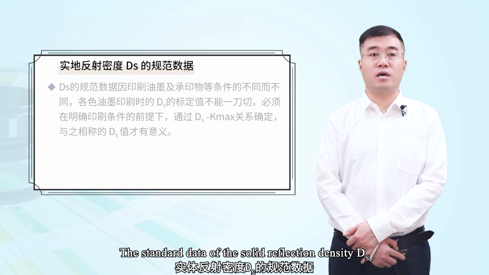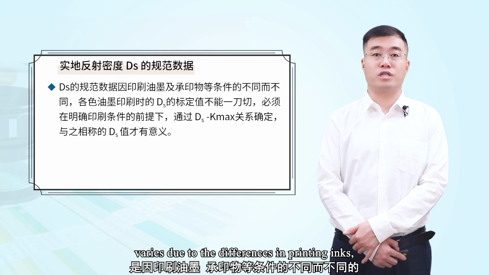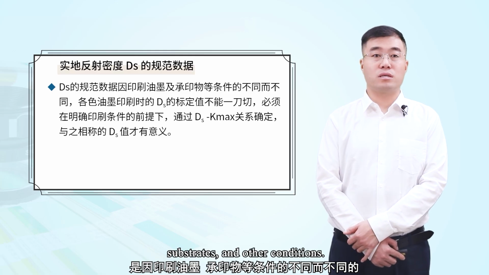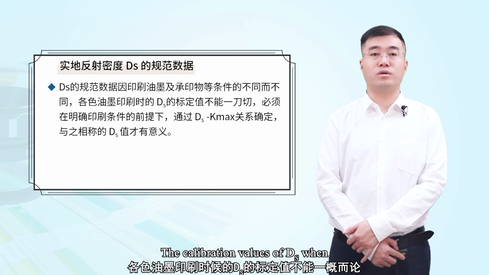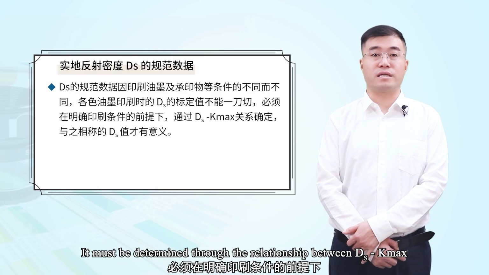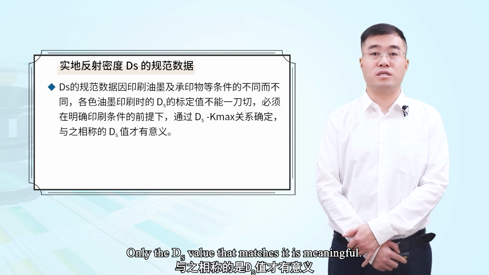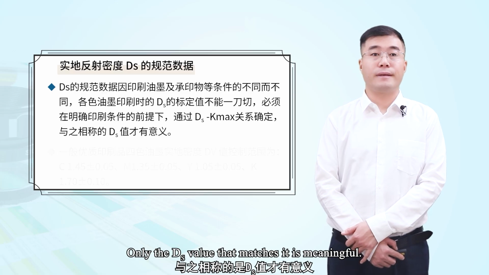The standard data of the solid reflection density ds varies due to the differences in printing inks, substrates, and other conditions. The calibration values of ds when each color ink is printed cannot be generalized. It must be determined through the relationship between ds-Cmax. Under the premise of clarifying the printing conditions, only the ds value that matches it is meaningful.